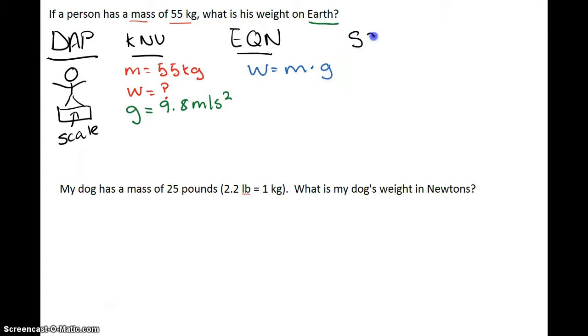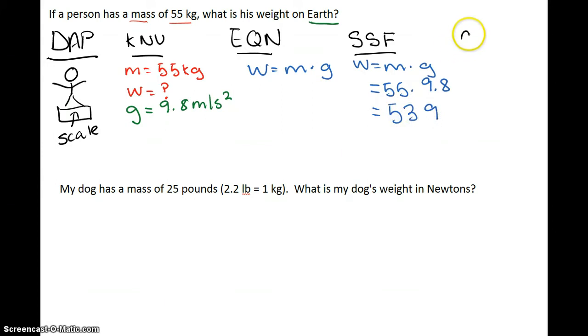My next step is to solve symbolically first. Looking here, I want to know weight, I know my mass, I know my acceleration due to gravity, so my problem is actually already solved. So weight is mass times acceleration due to gravity. I can plug in my mass of 55 kilograms times my acceleration due to gravity, 9.8 meters per second squared. Enter this in my calculator, and I will get 539.